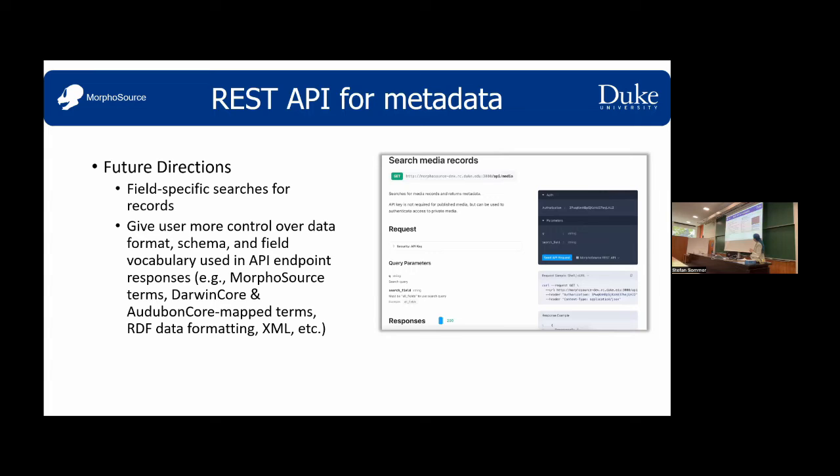Yeah, so future directions. Right now the search works on a general keyword search, and we're going to expand that to work on field specific searches. We're also going to give users a lot more control over the response they get: what vocabulary and schema the API response uses, so it can flip from MorphoSource terms to explicitly Darwin Core and Audubon Core mapped terms.